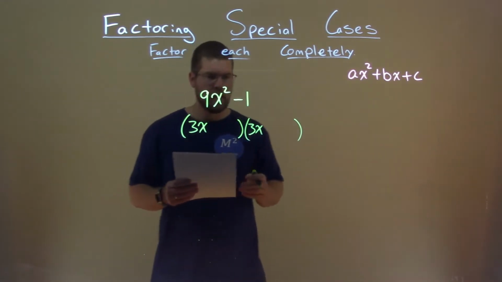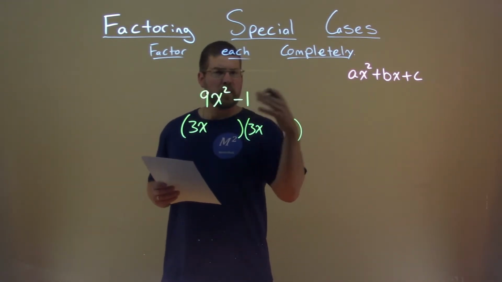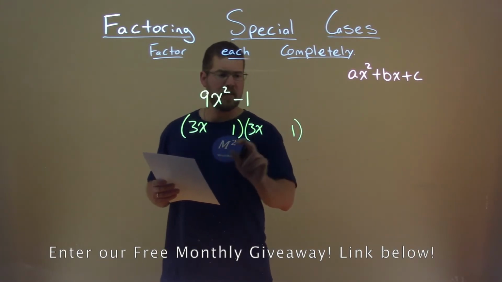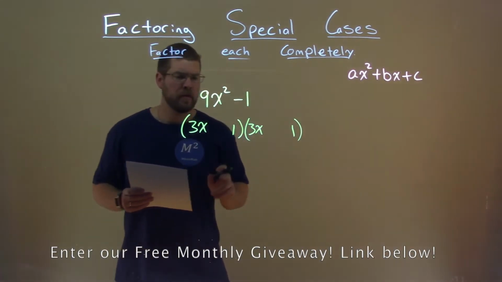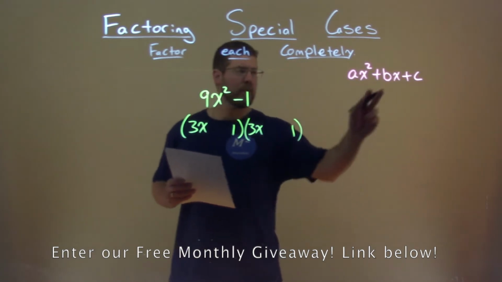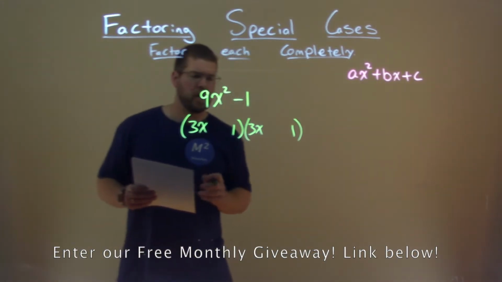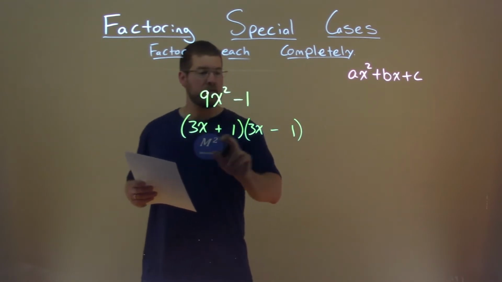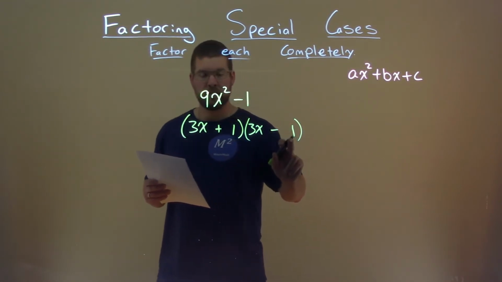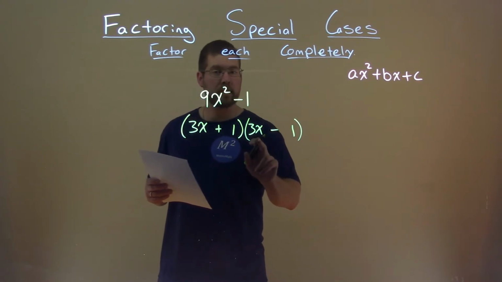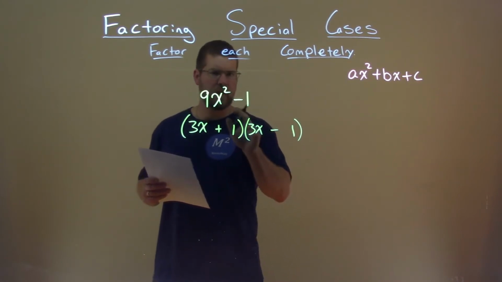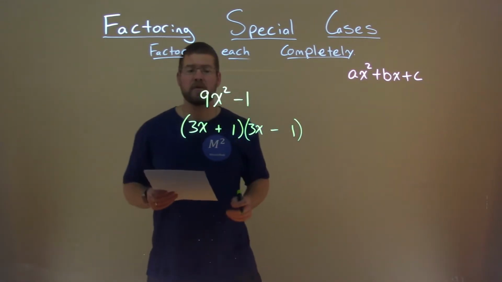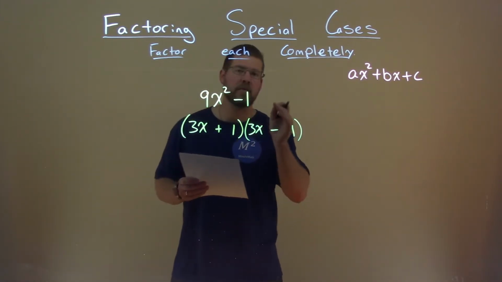Got it. Now let's look at the 1. Well, square root of 1 is 1. So 1 times 1, when these get multiplied, give us 1. So now we have to look about the inside. Well, our b value is 0, right? So that means if I have this as a positive and this is a negative, 3x times a negative 1 is a negative 3x. We add that to 1 times 3x, well, it's 0x. So that cancels out, we have no b value, and there we have our answer. 3x plus 1 times 3x minus 1.